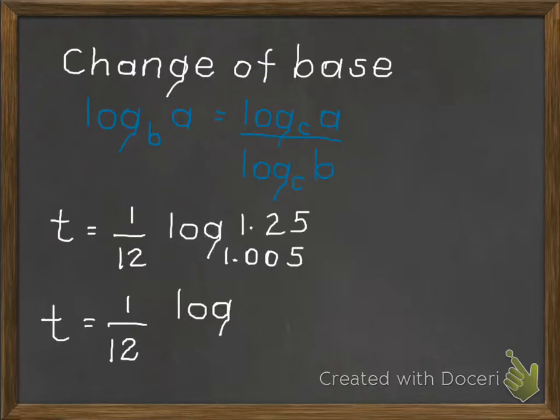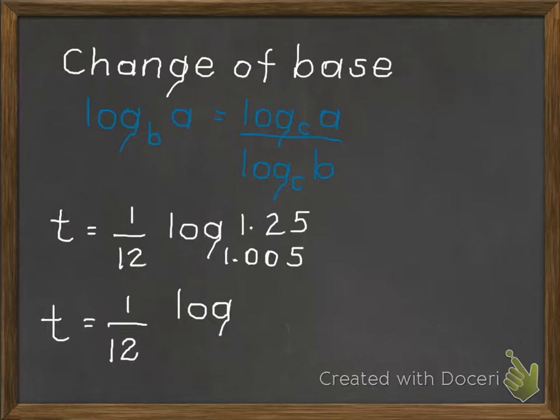Now, log base 1.005 is not on your calculator. We only have ln, which is log base e, or just log, which is log base 10. So we need to use the change of base formula, which says that if a, b, and c are real numbers, then log base b of a is equal to log base c of a divided by log base c of b. We can make c either 10 or e. And that way we can use the calculator to compute the logarithm for which we cannot use the calculator, a logarithm that does not have base e or base 10.